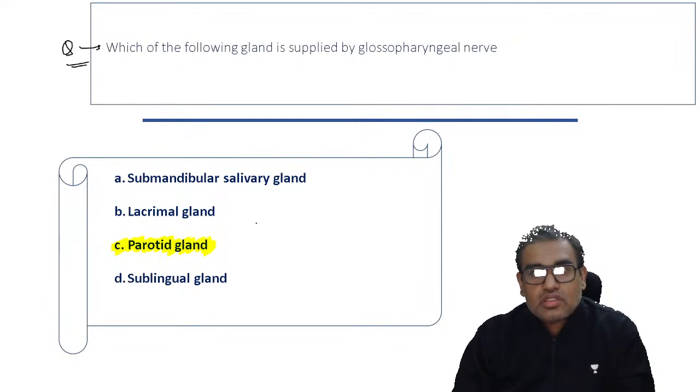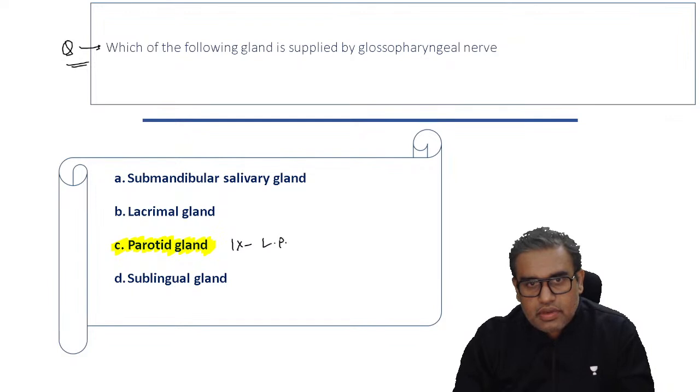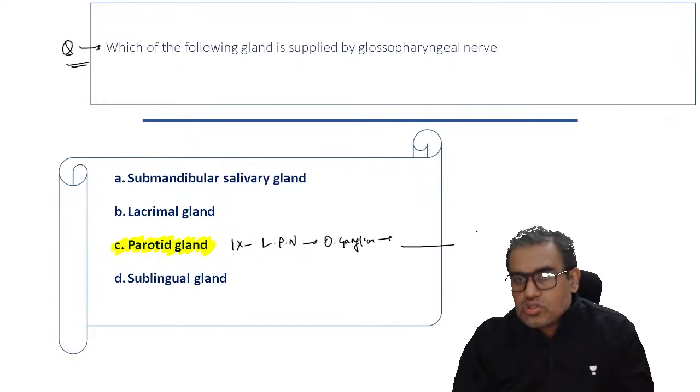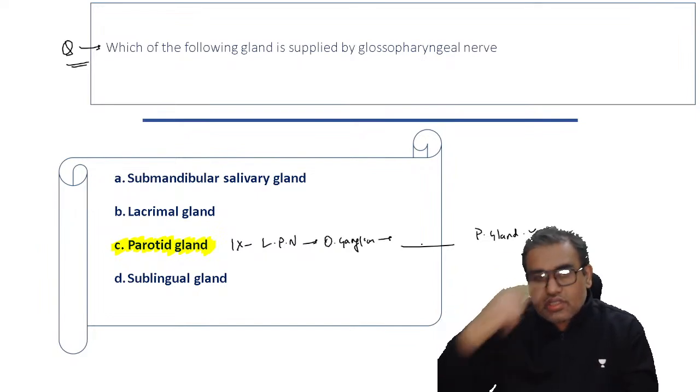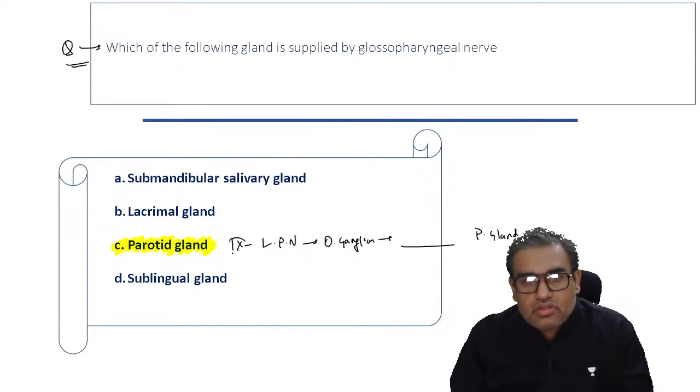So the glossopharyngeal nerve, the ninth nerve, gives off a lesser petrosal nerve which goes to the otic ganglion, and from there a nerve goes to supply the parotid gland. Which is that nerve? I just told you a while back in some of the questions. The ninth nerve gives off a lesser petrosal nerve that goes to the otic ganglion. Through a nerve, it supplies the parotid gland.